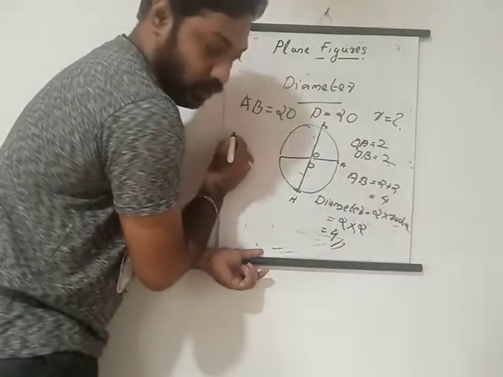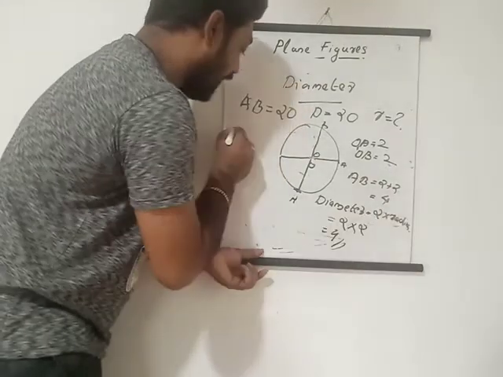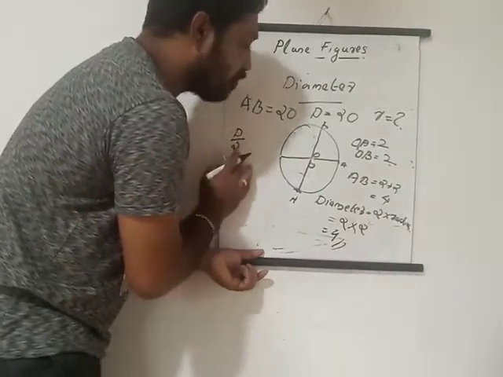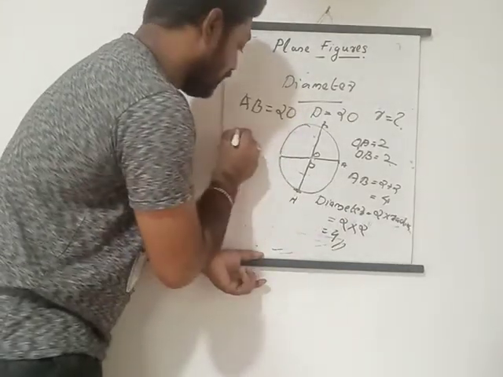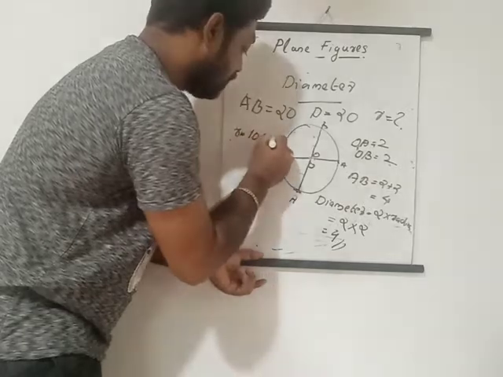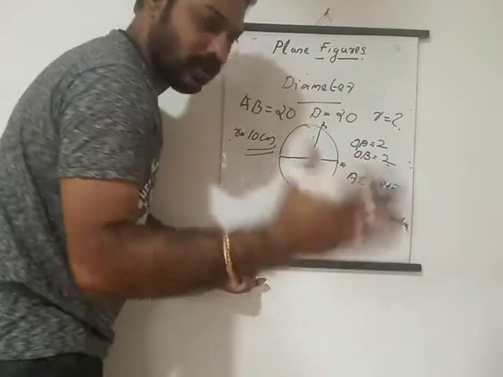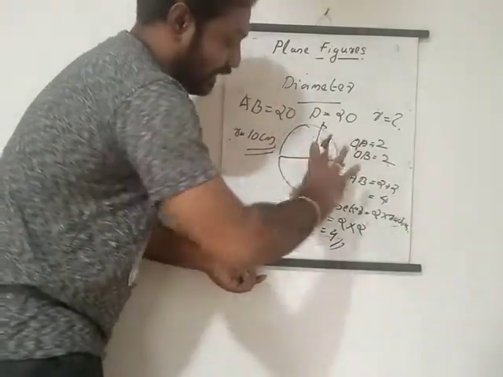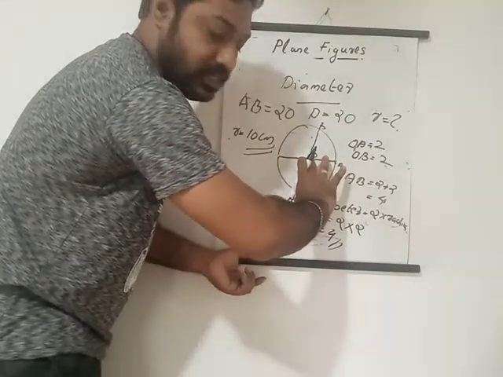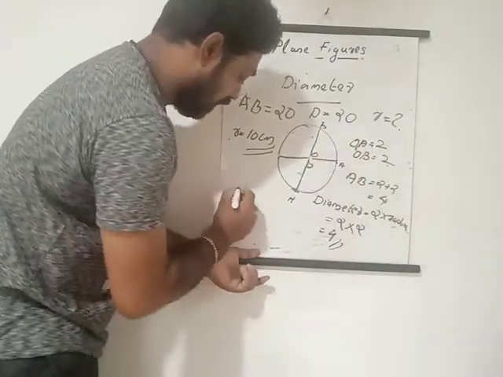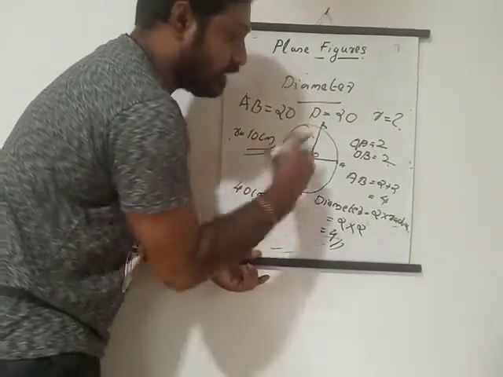So I told you diameter is equal to 2 times the radius. Then what is the radius? Diameter by 2, or half of the diameter is the radius. That means here the radius is equal to 10 centimeters. Understand? Half of the diameter is the radius. I just did the opposite of the previous question. So if the diameter measures 20 centimeters, then the radius must be half of the diameter, which is 10 centimeters.